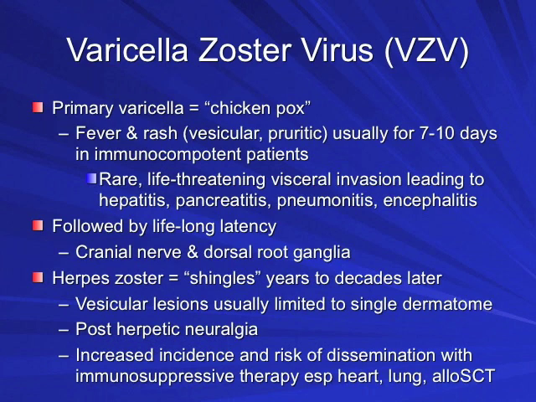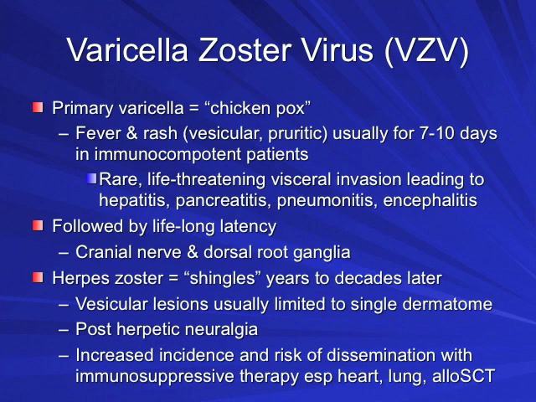For VZV, of course, we have primary varicella or chickenpox, right? Gives us fever and rash, vesicular, pruritic, usually for 7 to 10 days in immunocompromised patients, like most of us who were, pre-immunization. But you can have rare, life-threatening visceral infections leading to hepatitis, pancreatitis, pneumonitis, and encephalitis.